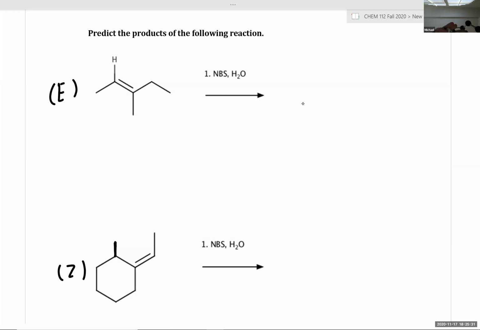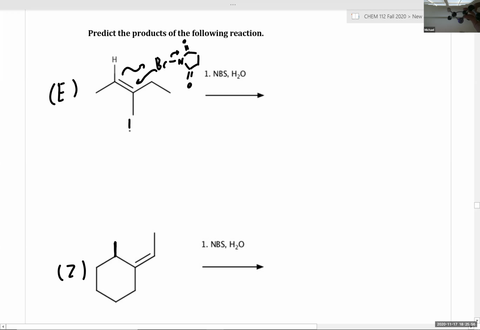So this is what happens after we have the attack on the bottom face. So as our first intermediate, we're going to show our N-bromosuccinimide. We're going to generate our bromonium intermediate. And now we're just going to draw what we see. Okay, so we have our bromonium intermediate on the bottom face.